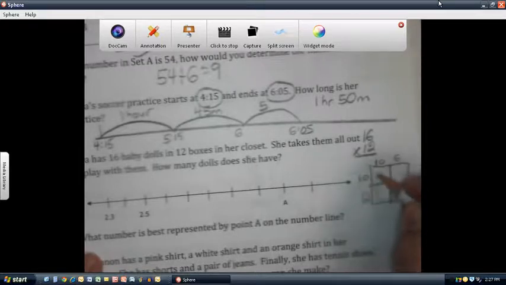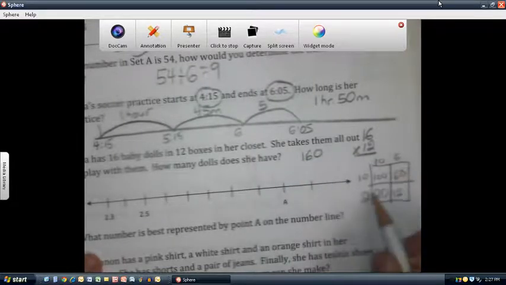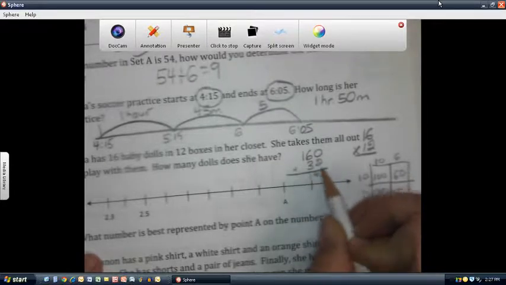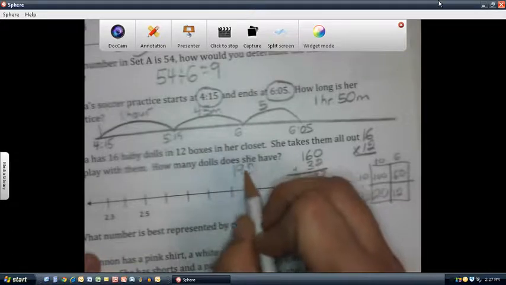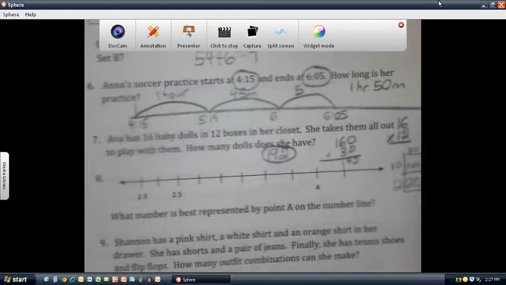10 times 10 is 100. 10 times 6 is 60. So this would be 160. I'm going to come over here because I'm running out of space. Plus 32 would be 192. And I did not give you very much room for these, so I apologize. Hopefully you got another one.